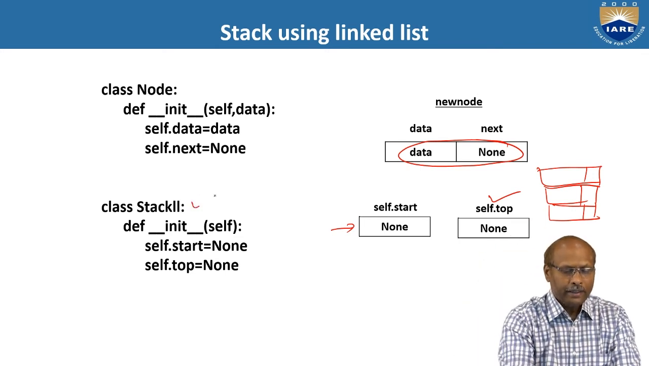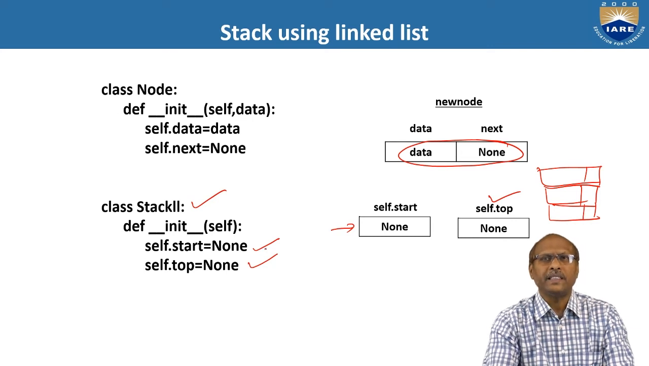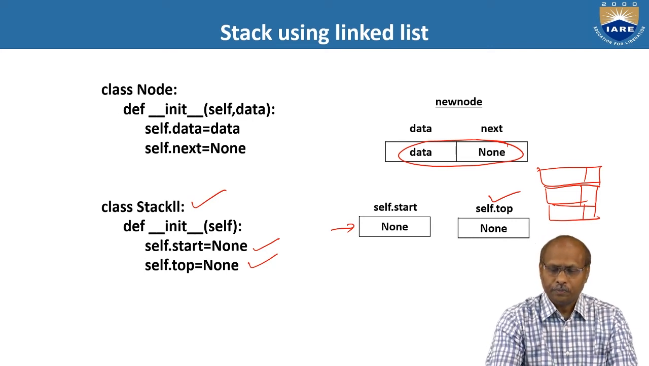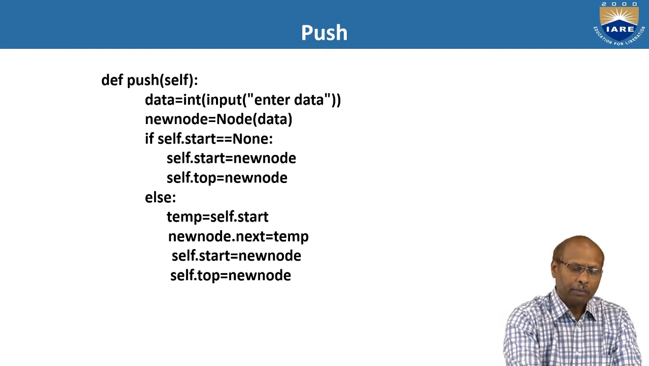And you define a stack linked list class. There you write the constructor. The start is initially None, and top is also None. This is the initialization concept. So after initialization, I want to do push, so write a push method.